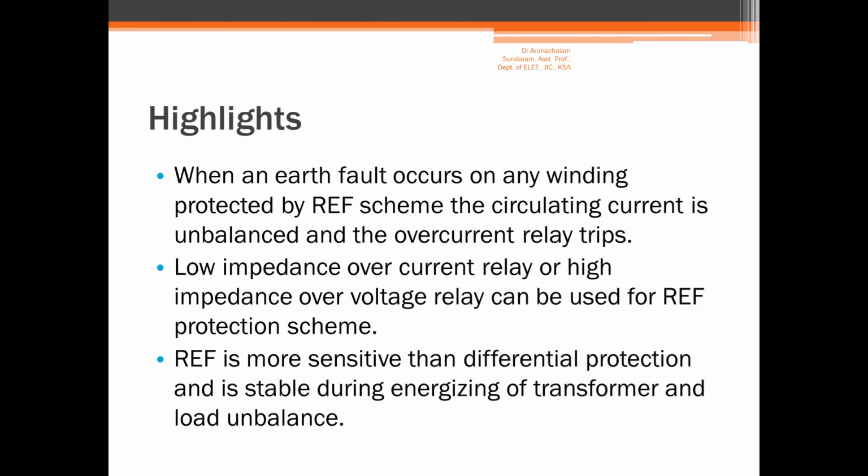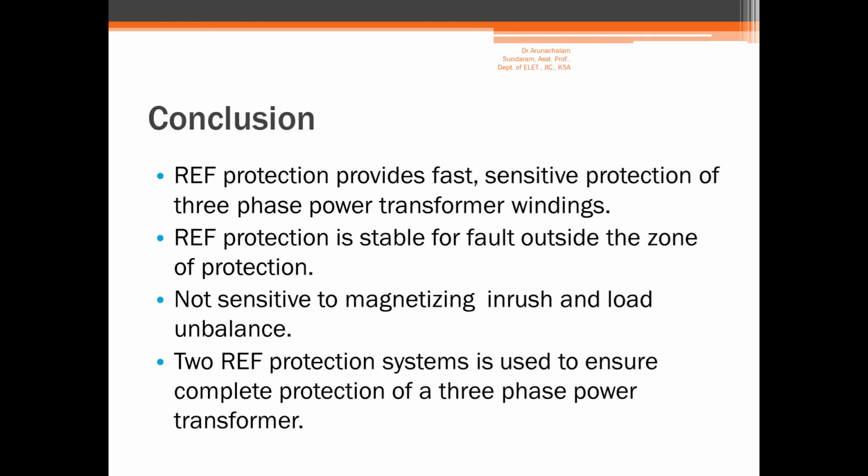So what are the highlights? When an earth fault occurs on any winding protected, the circulating current is unbalanced and the overcurrent relay trips. This we have already seen. We can use a low impedance overcurrent relay or a high impedance over voltage relay because we have checked both of these. I explained both control circuits for you. Now restricted earth fault protection is more sensitive than differential protection, and that is the reason why most transformers prefer to use restricted earth fault protection. And so these are the highlights of this protection.